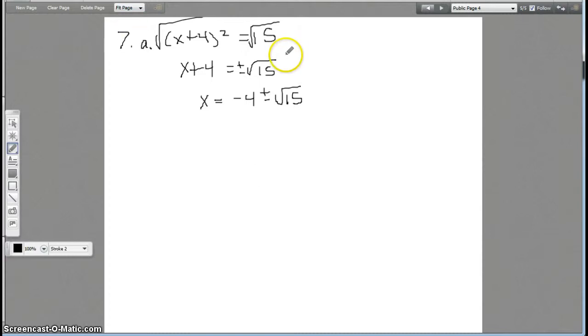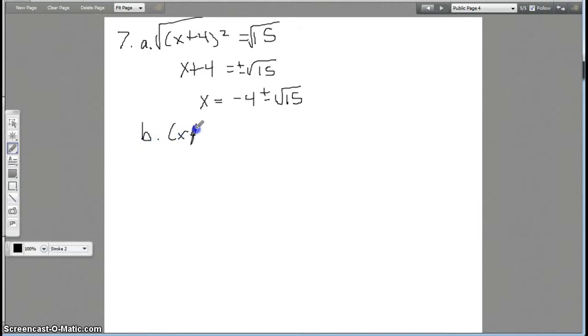We took the square root of both sides, and when we took the square root of the right side, we said plus or minus of that square root, and then we solved for x. So x equals -4 plus or minus the square root of 15. Part B says to write the equation in standard form and try to solve it by the factoring method. So that's what we're going to do for Part B.